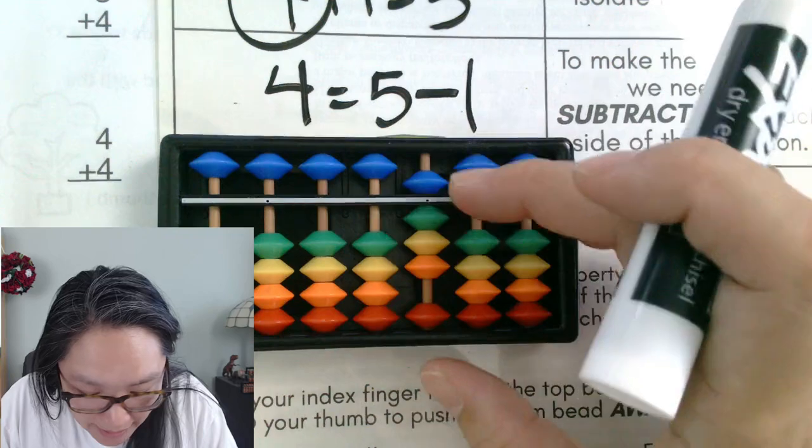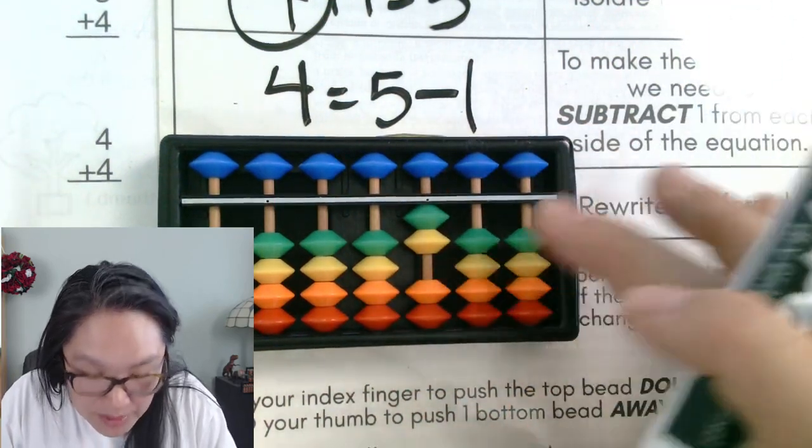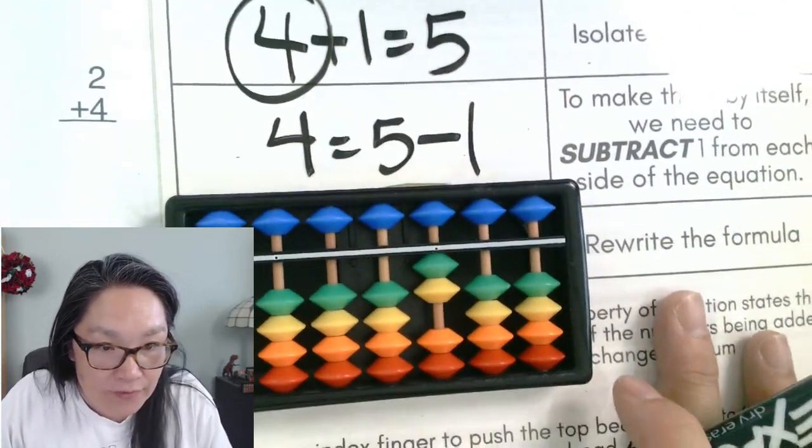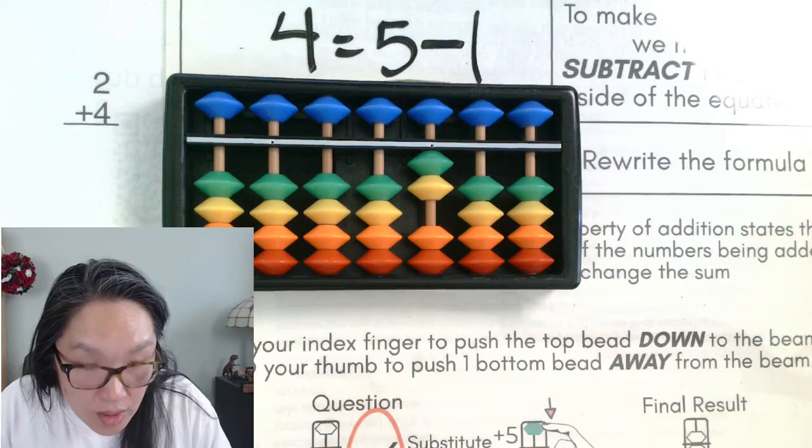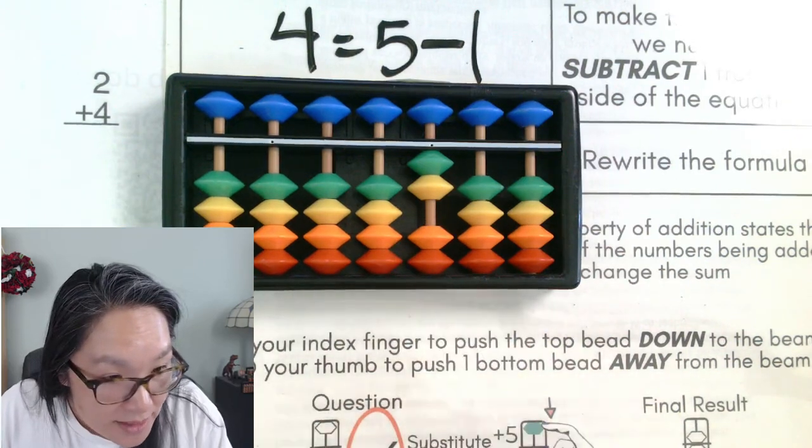You could do it again. And it happens again. Why? Because now we're compounding the information. Let's add the 2, and I'm going to add the 4. I don't have enough beads to add the 4.